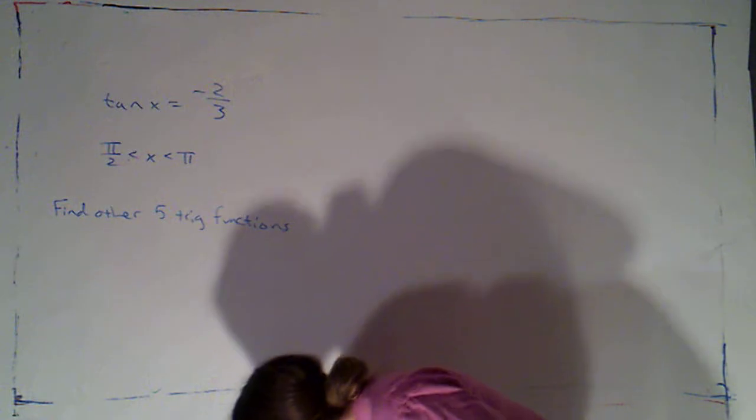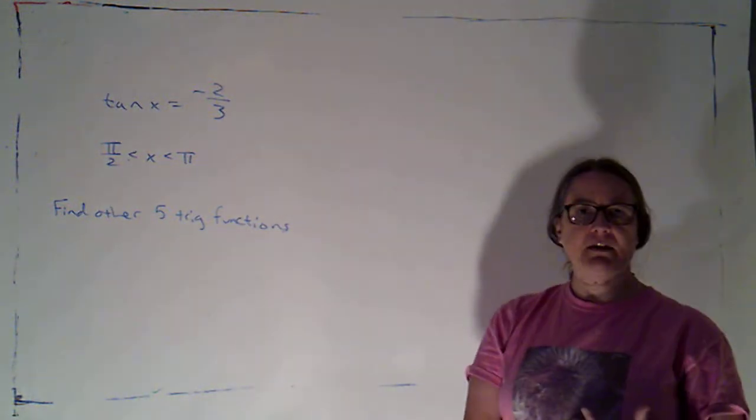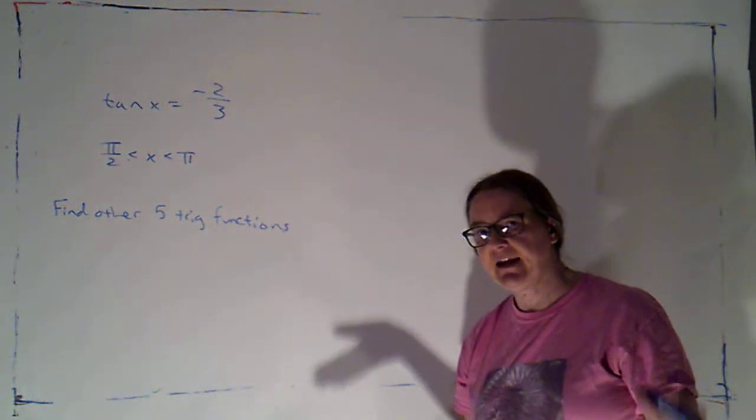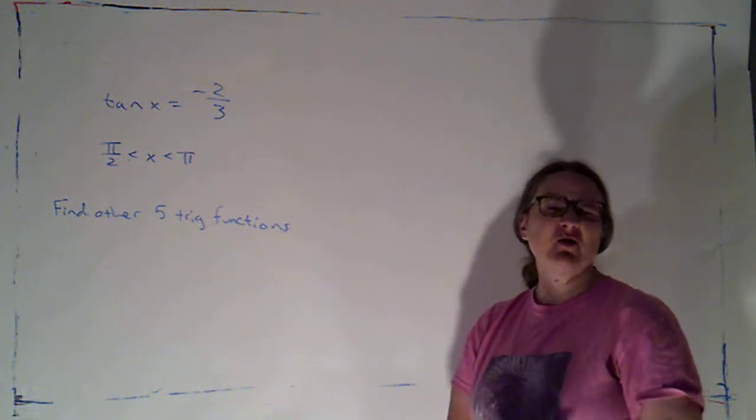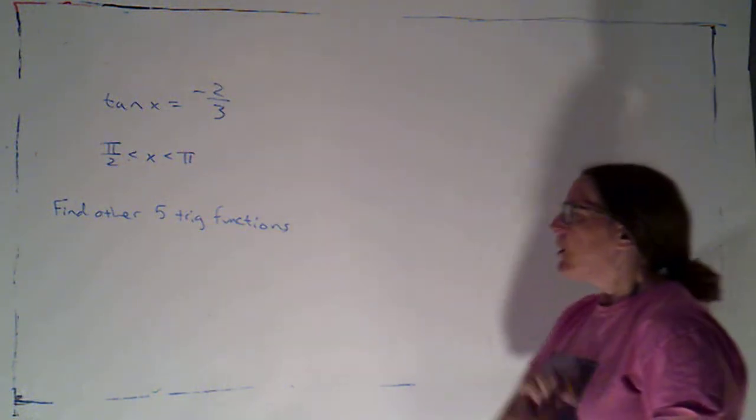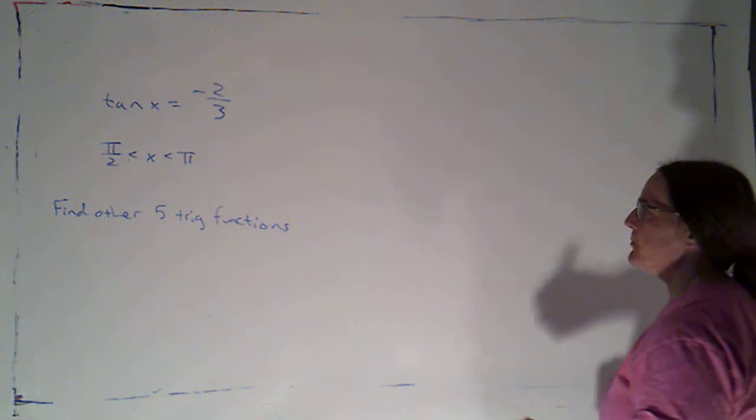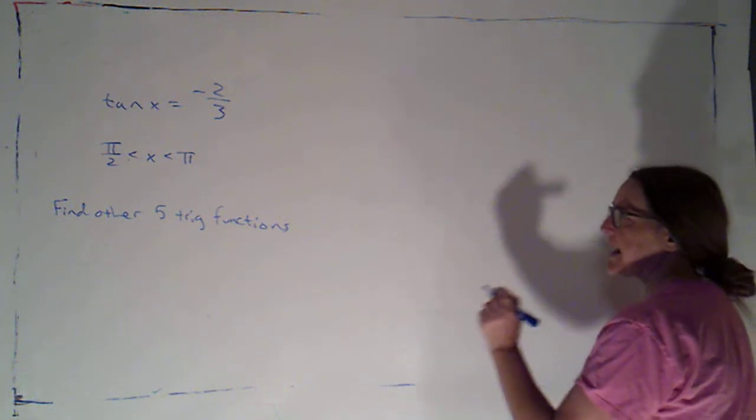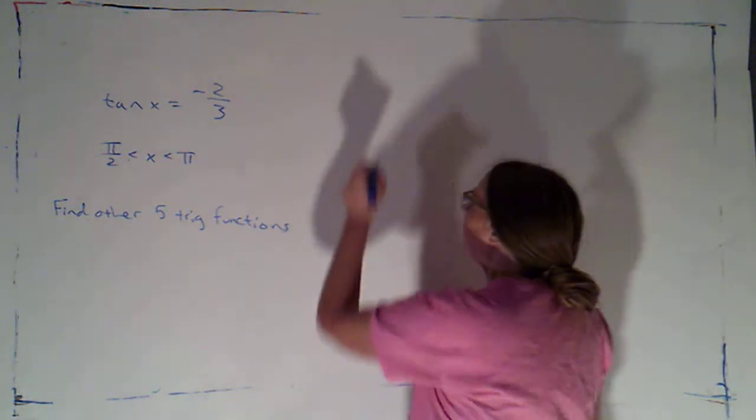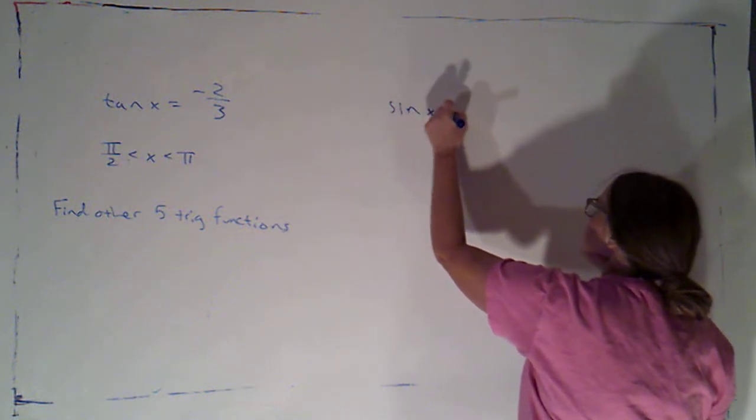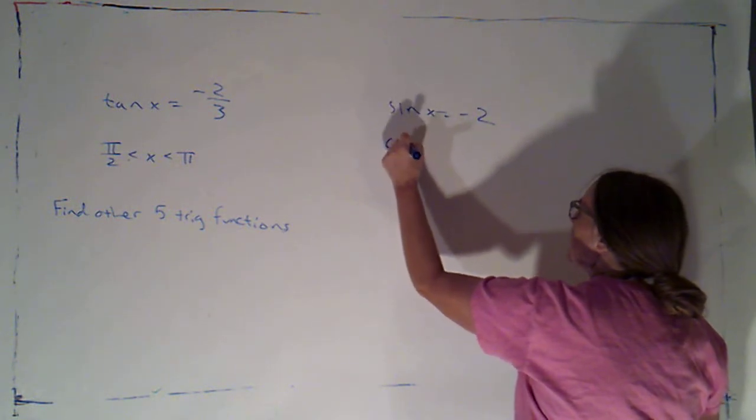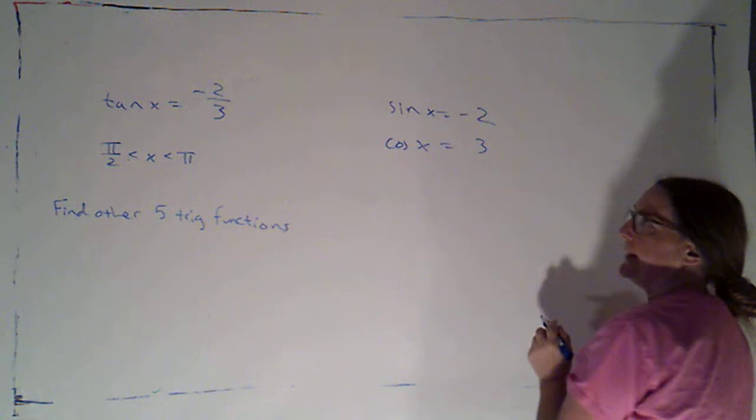Okay. And we pretty much have 2 options for doing this. There's what I call the triangle method, and there's the identity method. And I'm going to do this problem both ways. One thing I want to caution you of, though, is a lot of times people want to say, ooh, tangent is sine over cosine, so sine x must be negative 2, and cosine of x must be 3.